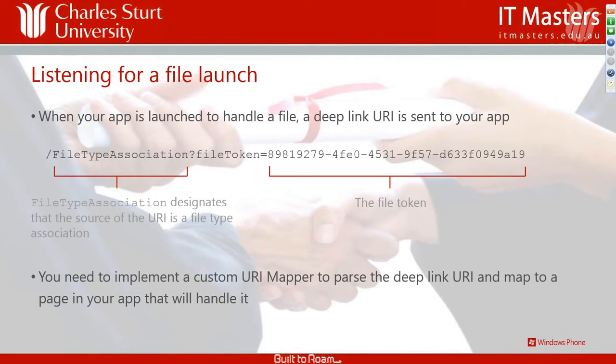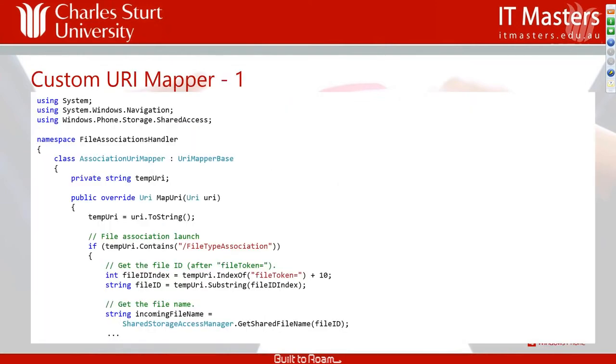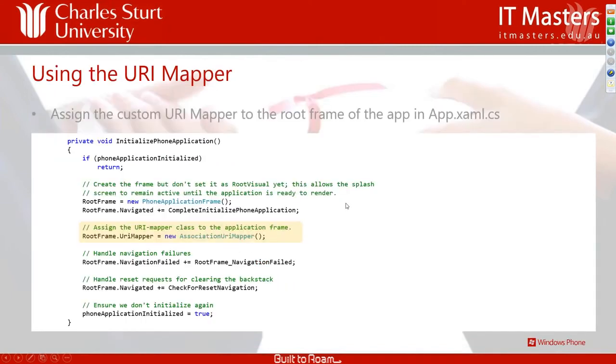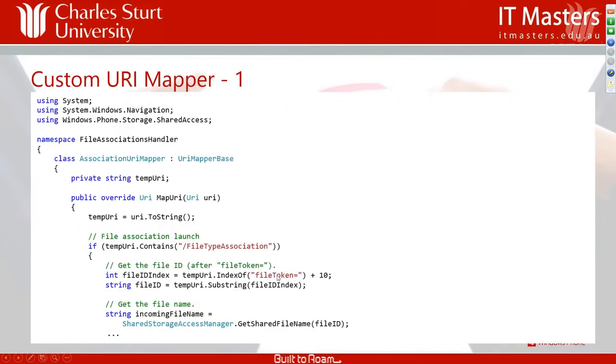So we're going to have to write a URI mapper to handle the file type association. That's a static string that we've got to handle within our application. And then we're actually going to use the file token to determine the full file name and actually reference that file. So you can see here's a custom URI mapper, and essentially it's going to look for the file type association page. Okay, so that's not going to exist. It's then going to pull out the file token from that and use the shared storage access manager to actually retrieve the full file name. Essentially it's going to do this switching between the file token and the full file name.